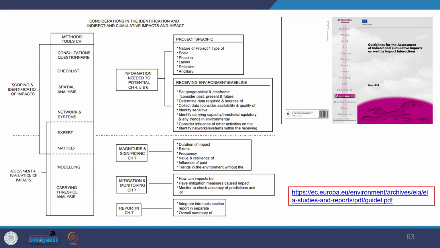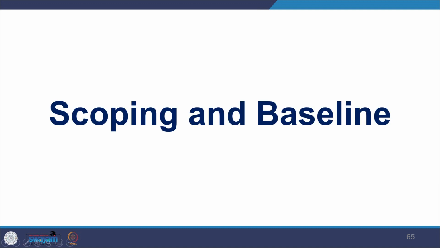So all this is given in this particular guideline as well, and we have been discussing all this. So looking at scoping and baseline, this is as per the IFC document. You see scoping.